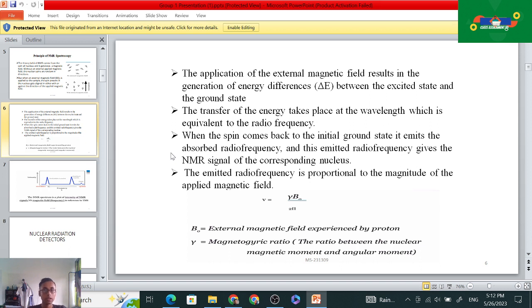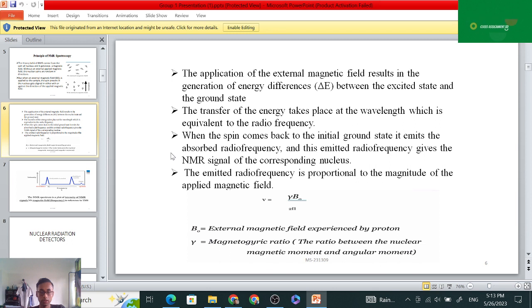The application of the external magnetic field results in the generation of an energy difference, delta E, between the excited state and the ground state. The transfer of energy takes place at a wavelength equivalent to radio frequency. When the spin comes back to the initial ground state, it emits the absorbed radio frequency, and this emitted radio frequency gives the NMR signal of the corresponding nucleus. The emitted frequency is proportional to the magnitude of the applied magnetic field, nu equal to gamma B naught by 2 pi.